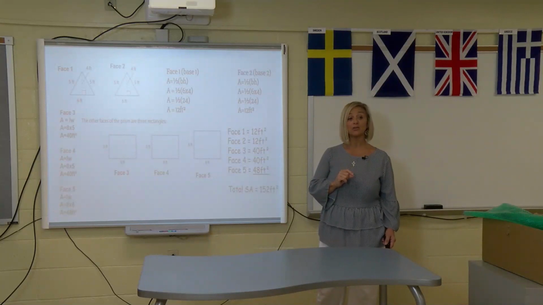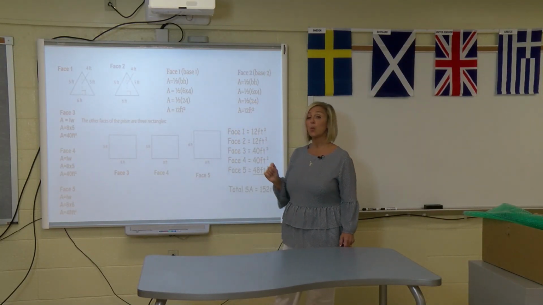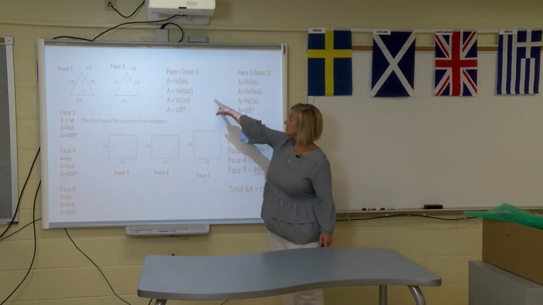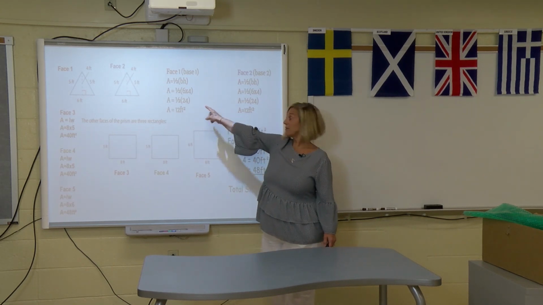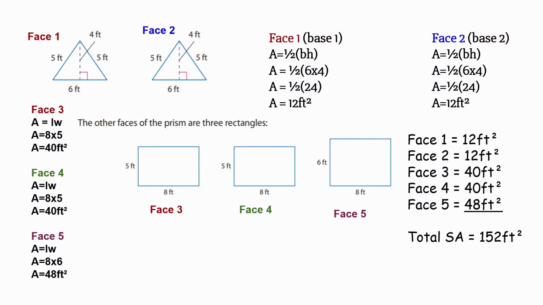So let's look at the first triangle. Okay? On our triangles, it's 1/2 times base times height. So let's look right here. Triangle 1, it's right there. We have 1/2 times base times height. Well, the base on our triangle is 6, and the height of our triangle is 4, because it's the dotted line. So we have 1/2 times 6 times 4 gives us 1/2 times 24, which gives us 12 feet squared.